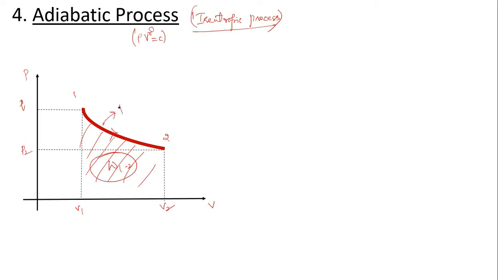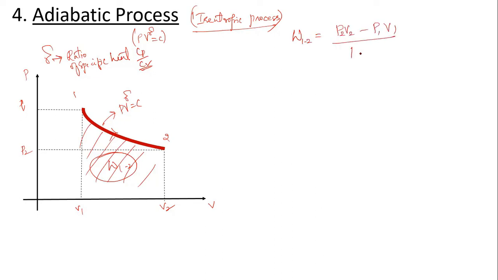Governing law is P V to the power of gamma is equal to C, and gamma is the ratio of specific heats. And ratio of specific heat means what? Cp by Cv. Now, work we know for an adiabatic process, W1 to 2 is (P2 V2 minus P1 V1) divided by 1 minus gamma. This is the work expression.